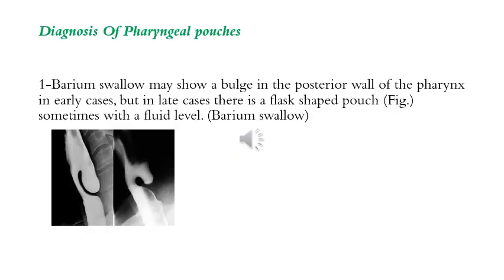Pharyngeal pouch. Barium swallow shows the bulge in the posterior wall of the pharynx in the early case. But in the late case, there is the flask shaped bulge, sometimes with the fluid level. Barium swallow. هذه الصورة تورينا الفارينجيال باوش bulge in the posterior of the pharynx, but in the late case في المرحلة الأخيرة ممكن يعمل flask shaped pouch sometimes with the fluid level لأنه يحتوي على سوائل.